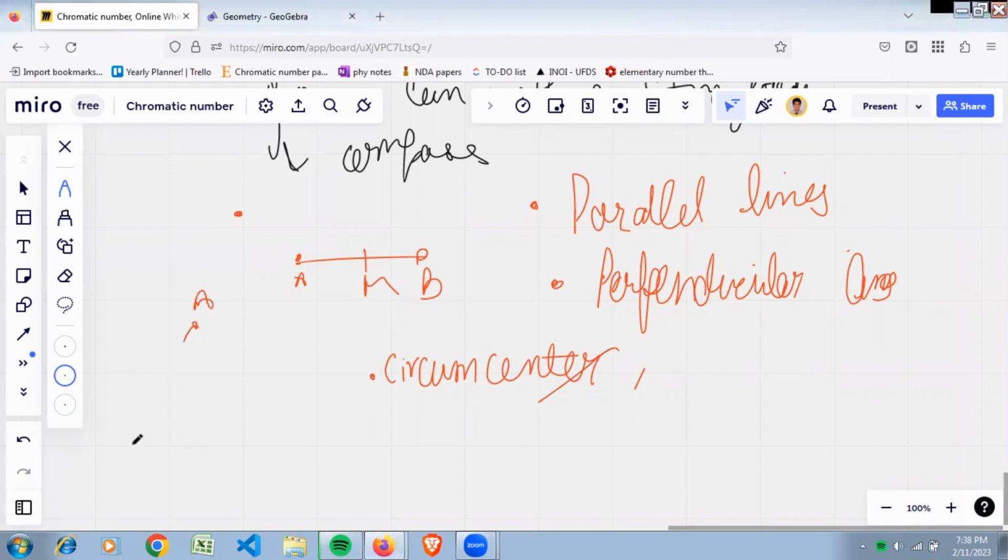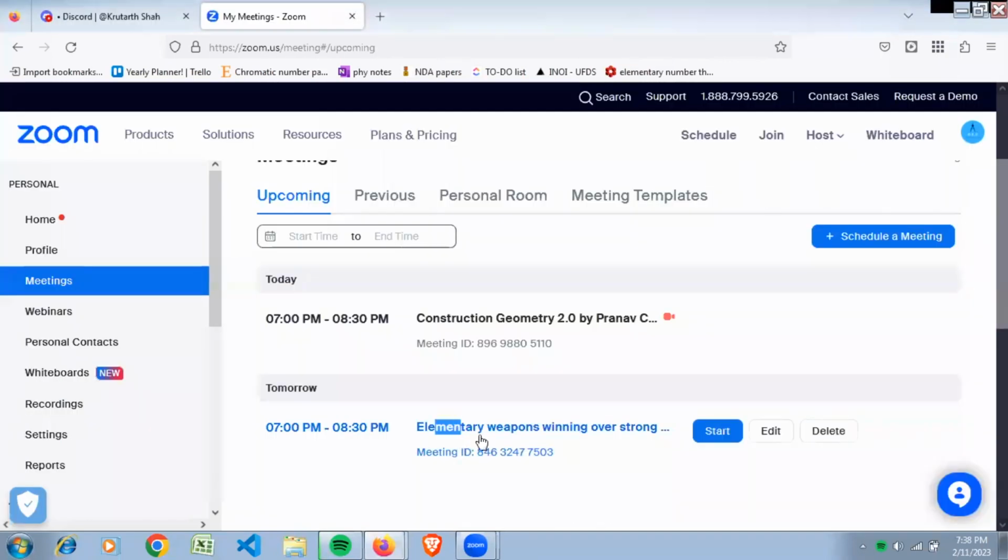What do you need for a circumcenter of a triangle ABC? You construct the midpoint and you construct a perpendicular from that midpoint. And you do that for the other two sides also, and you'll get the intersection, the circumcenter. You can do the orthocenter, which is directly by perpendiculars.